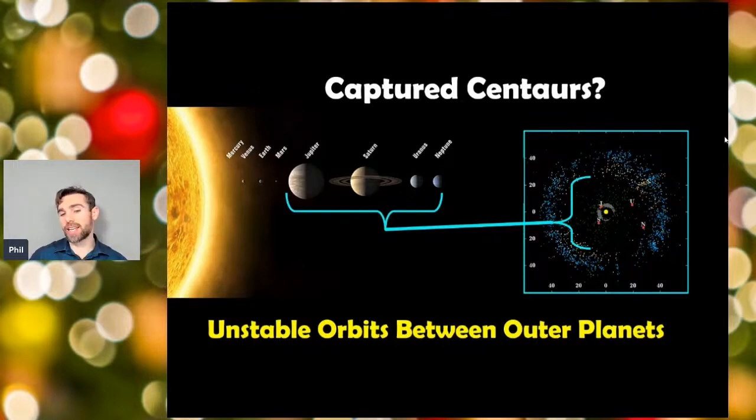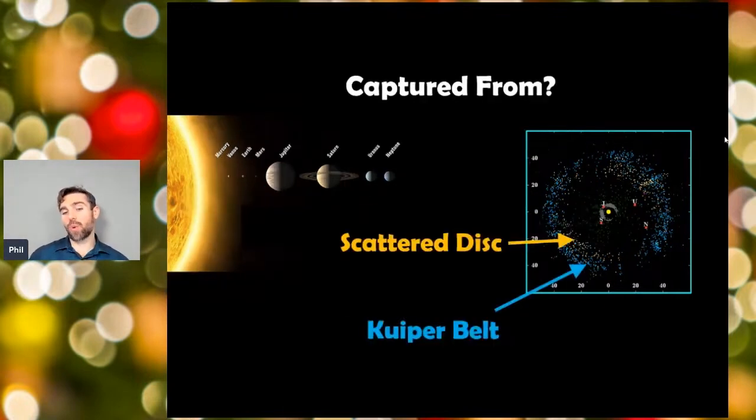But then where do these centaurs originate from? Because they're not stable and they don't live there permanently. It's kind of a bit of a temporary location for them. Well, we think that they originate from the scatter disk or the Kuiper belt. So this is where Pluto originates from. It's further beyond Neptune, and we have a lot of smaller objects out there in this kind of disk-like structure.